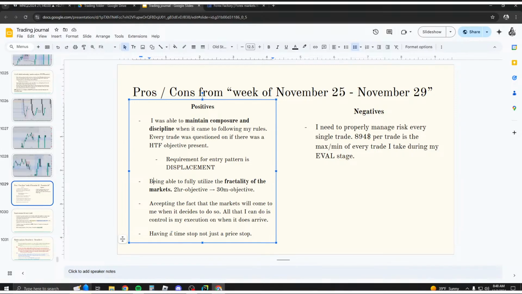Fourth thing is having a time stop. I'm going to go over this whenever I go over the 2 trades that I took last week, because I can't really explain this without an example.